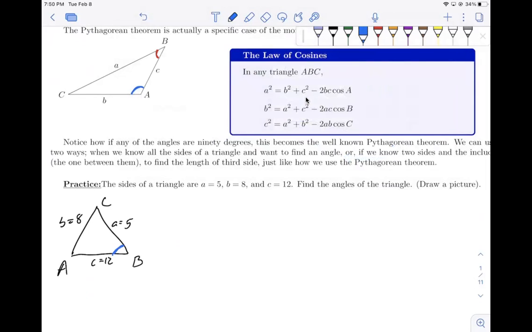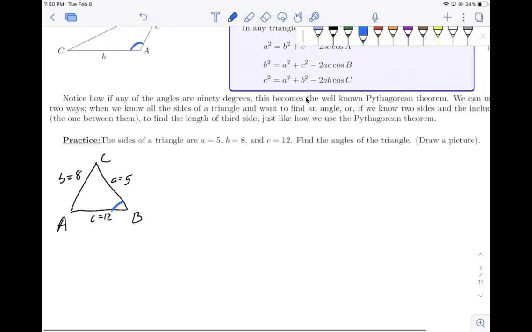So since I'm dealing with angle B, I like to mark that one off just as a little mental reminder. And the way the law of cosines works is, since I'm dealing with angle B, side B is going to be all alone on that side of the equation. Then I'm just going to take the 2 other sides I have, A and C, and put that on the other side of the equation.